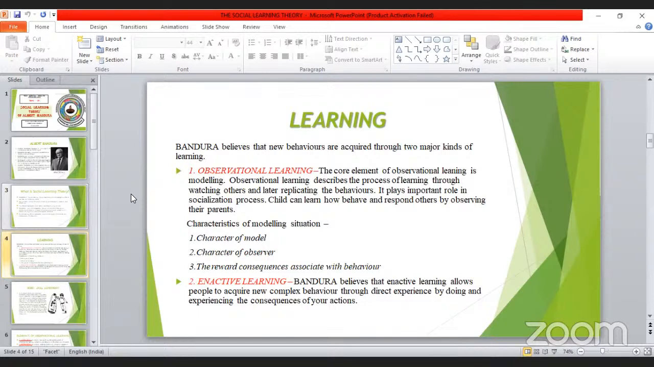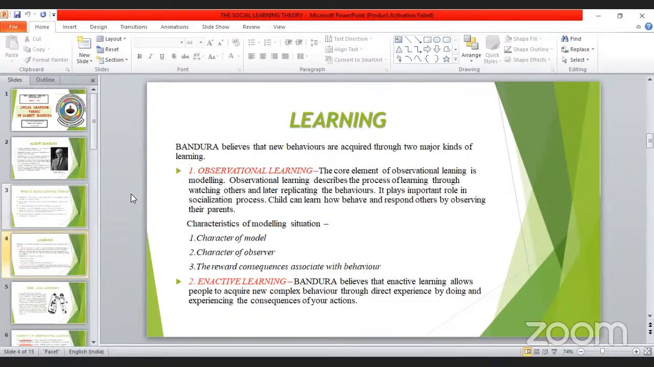So here we observe that if a model behaves in a particular way and after performing the behavior gets some reward, in a materialistic way or a positive comment, or gets something he or she wants in life, then I will be motivated. I think this behavior is quite good, and if I replicate the behavior in my life, I will be rewarded in that way. So observational learning is very important, because here we can learn many particular behaviors. Even a child can learn how to behave and how to respond to others by observing their parents or any authoritative figure.